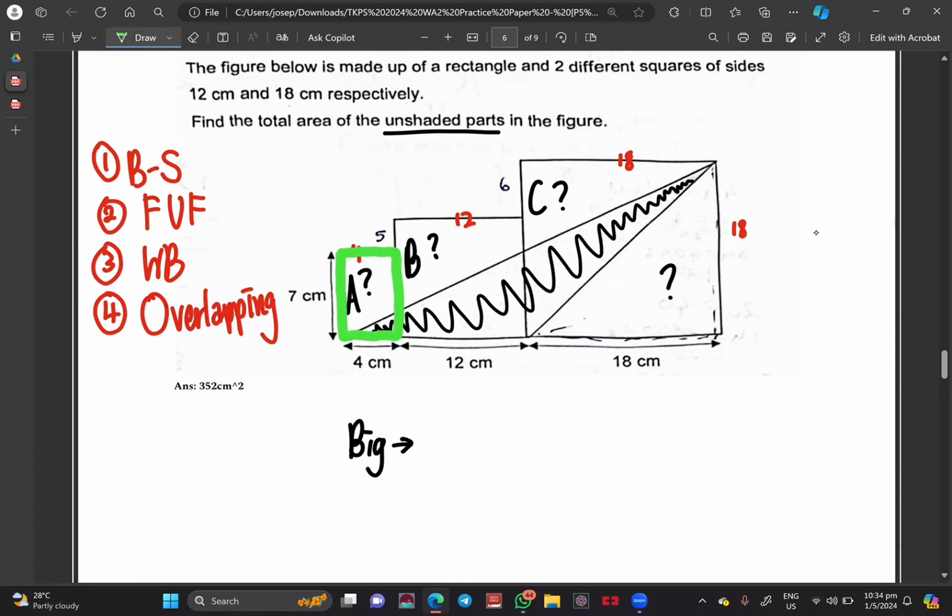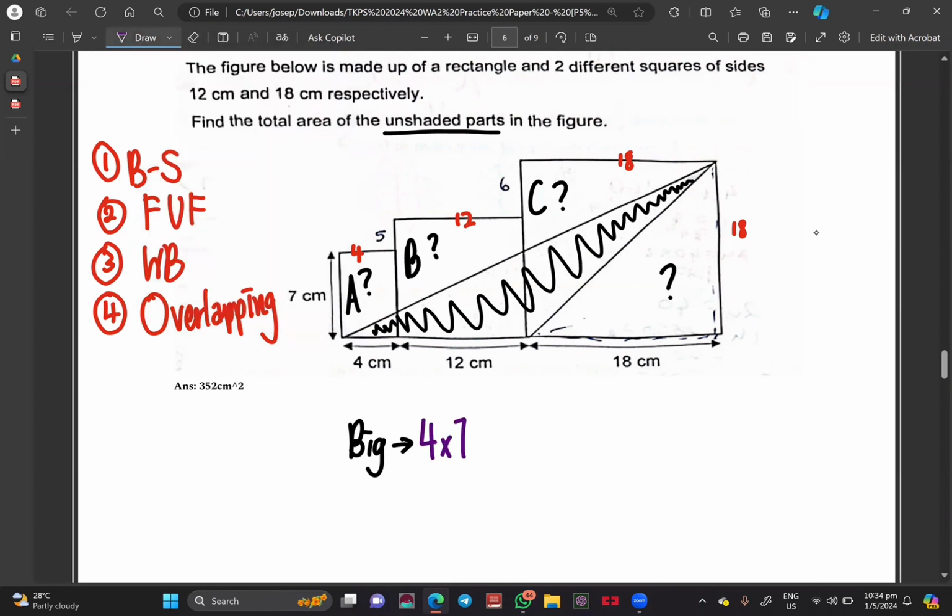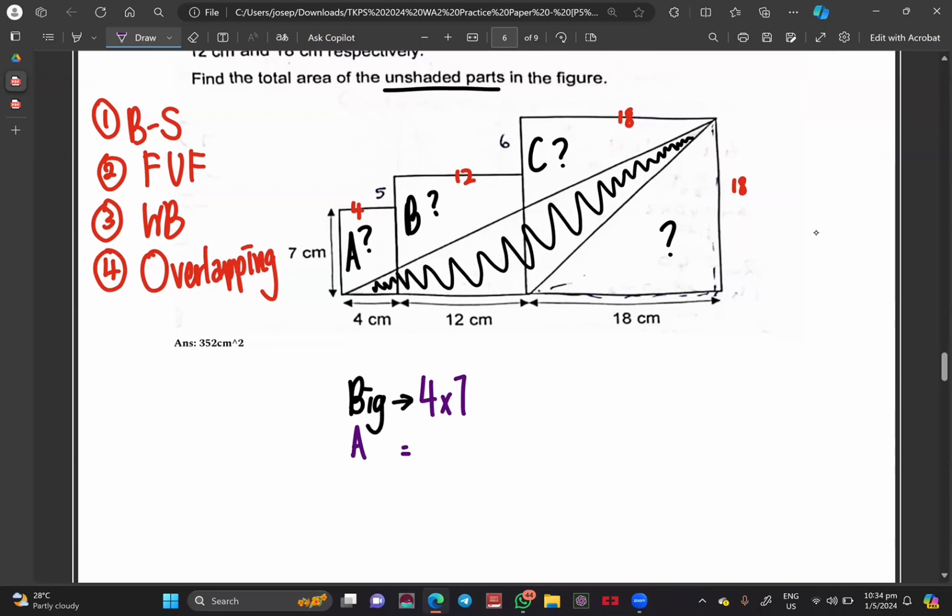Okay, which is this rectangle over here. So we are going to find A first. How are we going to do that? Very simple. We will just have to do 4 times 7. Maybe I'll just write big A first. I'll say 4 times 7, and that gives me 28 centimeter square.